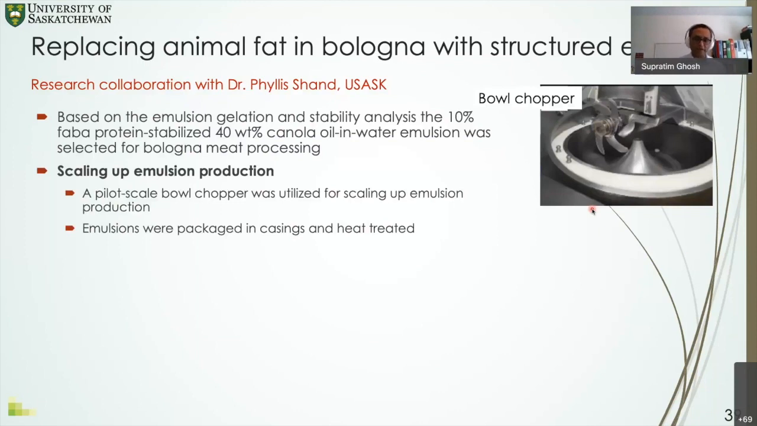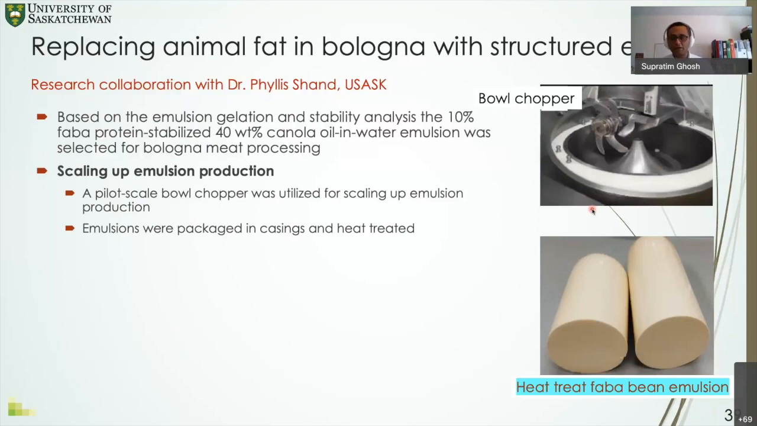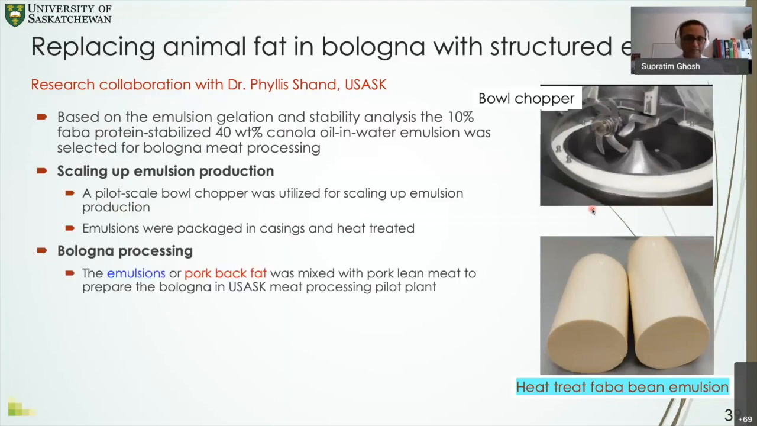After we made the emulsion, it was packaged in casings and heat treated. And this is how they look. This is just the heat-treated faba bean emulsion. As you can see, it is like a strong gel, like solid cubes. You can cut them into cubes and mix with meat. And that's exactly what we did. So this was very exciting.